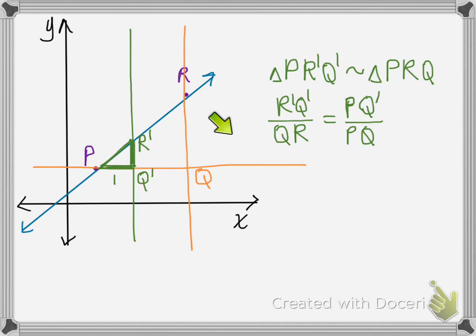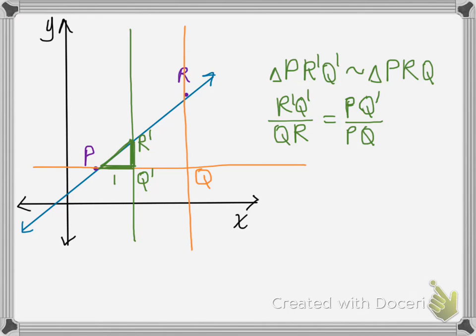We could also write a ratio of the hypotenuse here, the PR prime and PR, but that's not going to be useful in calculating the slope. It's the horizontal and vertical distances that we want. So we're going to notice a couple things. What we showed in lesson 15 was that this distance, Q prime R prime, is actually the slope. When the horizontal distance is 1, this vertical rise, this vertical distance, is the slope.